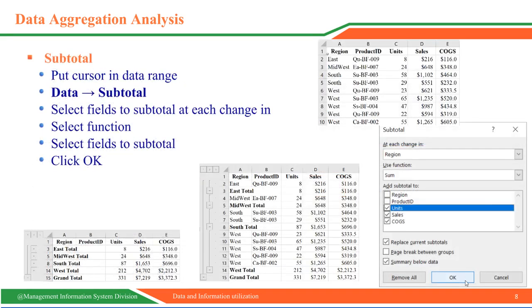We can use the subtotal function to calculate summaries for group data. First, make sure your dataset is sorted by the category you want to summarize, for example, by department. Then, go to the Data tab and click on Subtotal. Choose the field to summarize, select a function such as sum or average, and the columns to include. When you click OK, Excel automatically inserts subtotal rows and provides an expandable outline view. This makes it easy to see both individual details and group summaries within the same table.